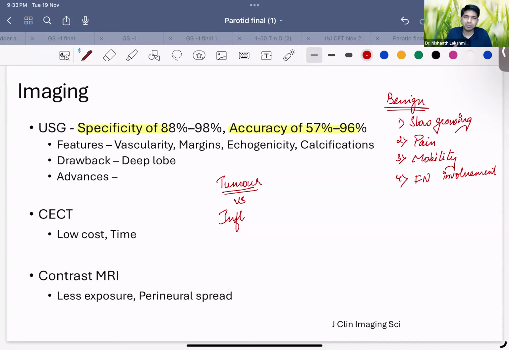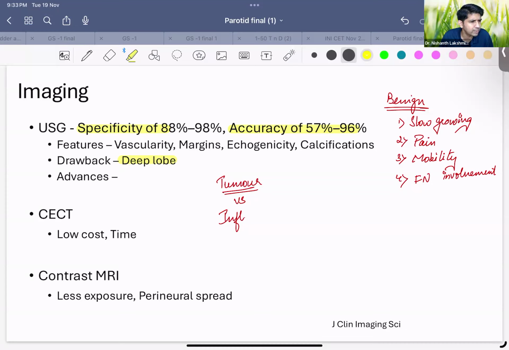But again, like I said, the ultrasound is not a very accurate modality of investigation for suspicious lesions. If it's a straightforward benign lesion, ultrasound is quite enough, and then you can move ahead with your treatment. But not so much if there is any suspicion or any doubt. Second is drawback. First and foremost, ultrasound is observer dependent. Second is that it cannot visualize the deep lobe. Okay, deep lobe can't be seen on the ultrasound.